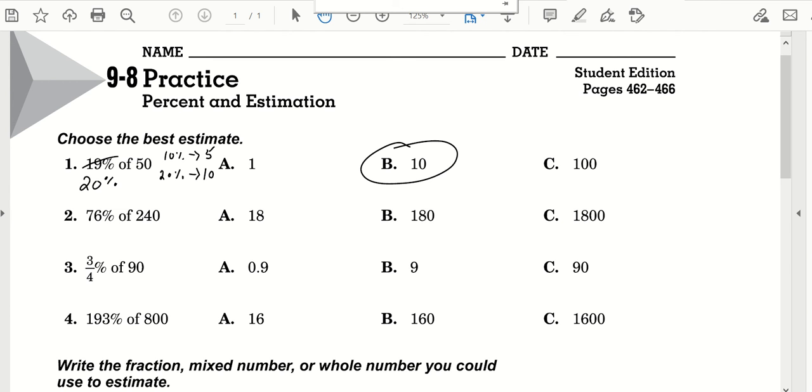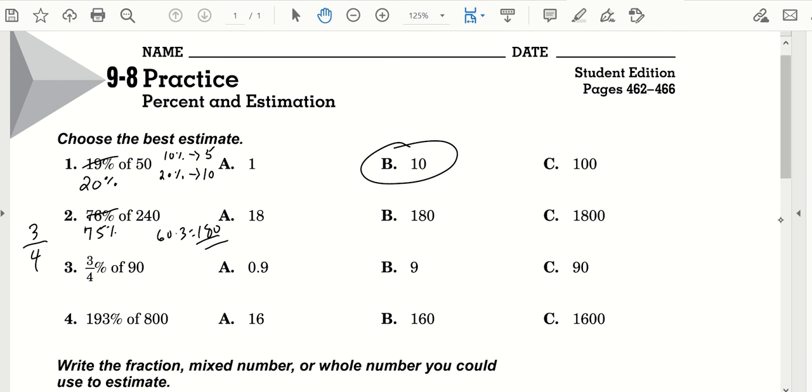Okay, number 2, 76% of 240. So 75% of 240, that works well. Remember, 75% is 3/4. So if you're looking at that, you're like, well, I don't know what 75% of 240 is. What's 1/4 of 240? In other words, what's 240 divided by 4? 60, right? So 3/4 is going to be 60 times 3.